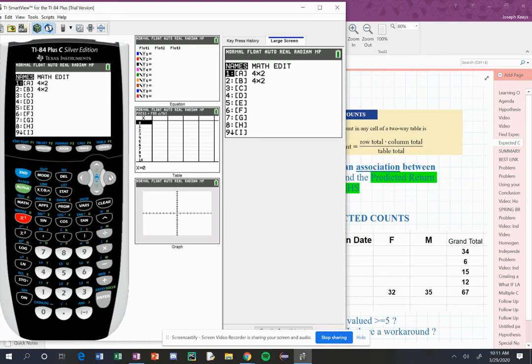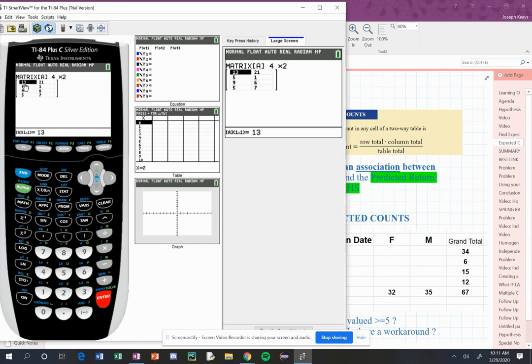Well, you want to use this arrow over here, and you want to go over to the Edit tab, and then I want to edit matrix A. When I hit enter right now, I go into matrix A, and the first 2 values it's asking me is, what is the size of this matrix? I entered 4, enter, 2, enter, and then I'm prompted to enter my observed counts. So that's what I did right here. I put 13, 21, 5, 1, 9, 6, 5, and 7.